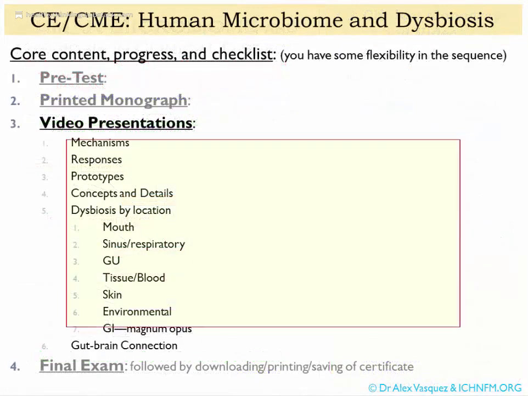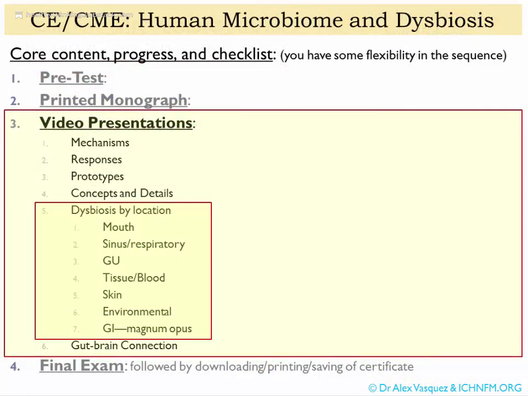Today we're going to focus on the dysbiosis by location series. I started that previously with the mouth, then number 2 was sinus and respiratory tract. Today we're going to focus on the genitourinary tract and then move pretty quickly into tissue and blood dysbiosis, then skin, environmental. Gastrointestinal dysbiosis really deserves to be its own topic. And then I'll discuss the gut-brain connection before reviewing for the final exam for the course.